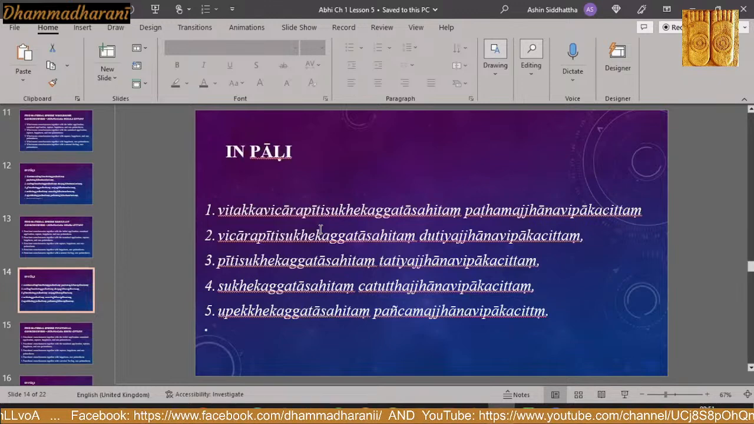For those who know the Pali, just in brief. First jhana vipaka, Vitakka, Vicara, Piti, Sukha, Ekaggata Sahitam, Pathama Jhana Vipaka Cittam. Second Rūpāvacara vipaka, Vicara, Piti, Sukha, Ekaggata Sahitam, Dutiya Jhana Vipaka Cittam. Third, Piti, Sukha, Ekaggata Sahitam, Tatiya Jhana Vipaka Cittam. Fourth, Sukha, Ekaggata Sahitam, Catuttha Jhana Vipaka Cittam. The fifth, Upekkha, Ekaggata Sahitam, Pancama Jhana Vipaka Cittam.